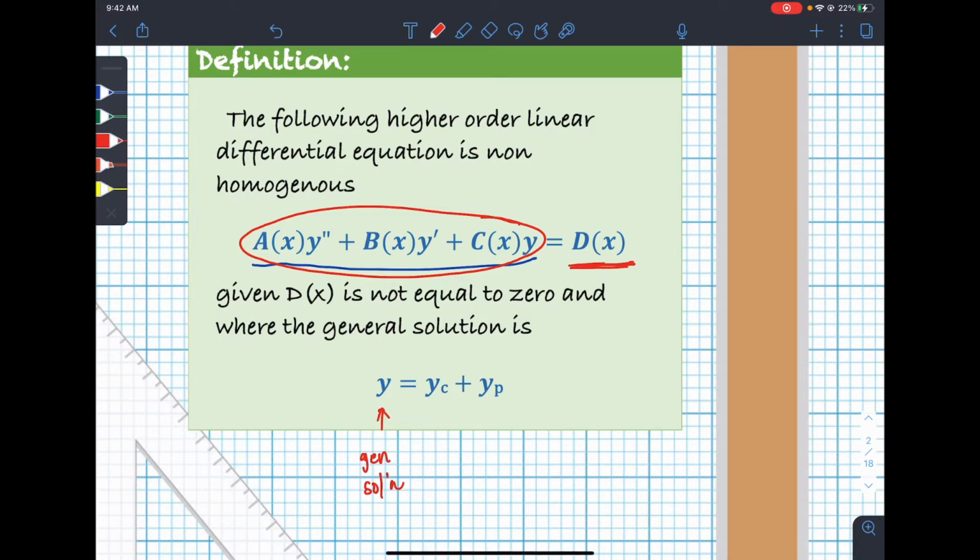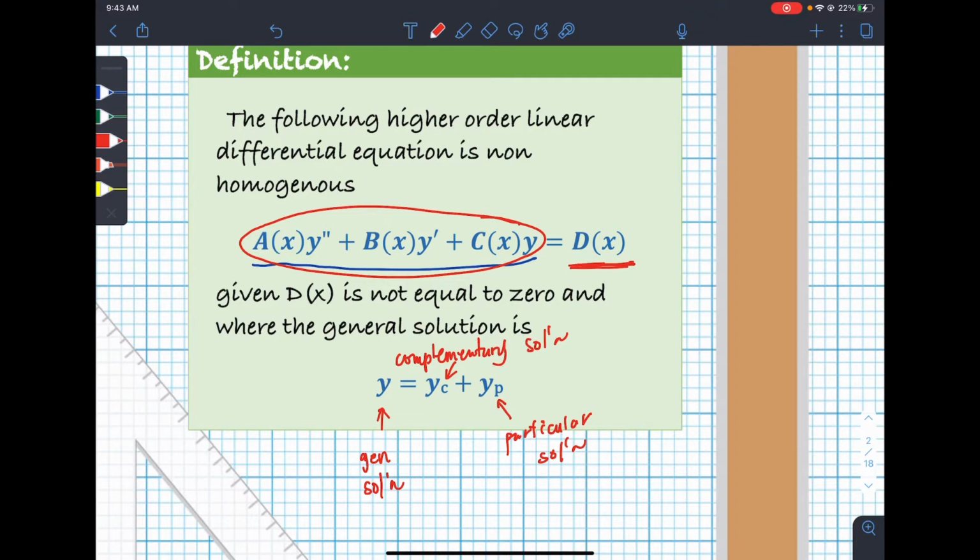Which comprises two parts. We have the complementary solution, y sub c, plus the particular solution. The particular solution is the answer to our trial function.